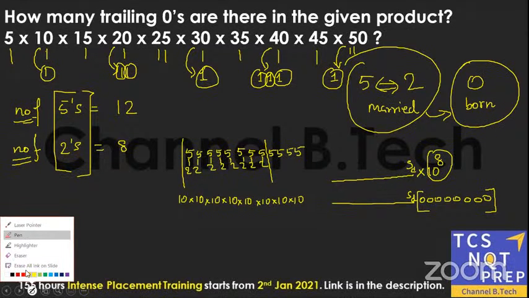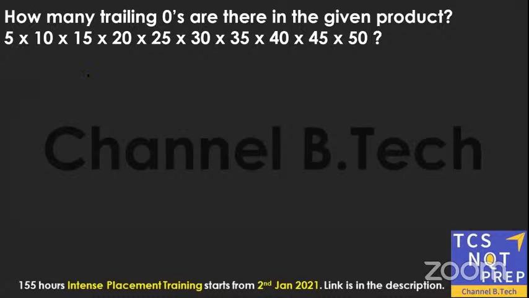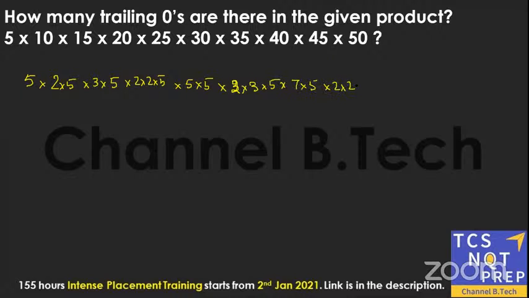Let me give you a quick explanation one more time. See, I can write 5 as 5 itself, 10 as 2 into 5, 15 as 3 into 5, 20 as 2 into 2 into 5, 25 as 5 into 5, 30 as 2 into 3 into 5, 35 as 7 into 5, 40 as 2 into 2 into 2 into 5, 45 is 9 into 5, 50 is 2 into 5 into 5. Like this, I am splitting each number into its core prime numbers.